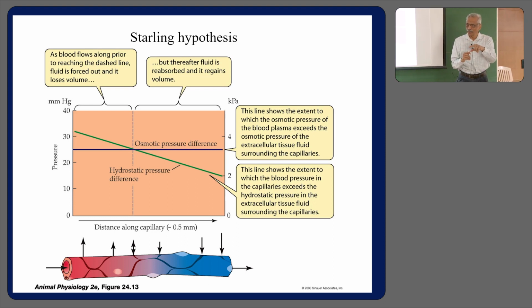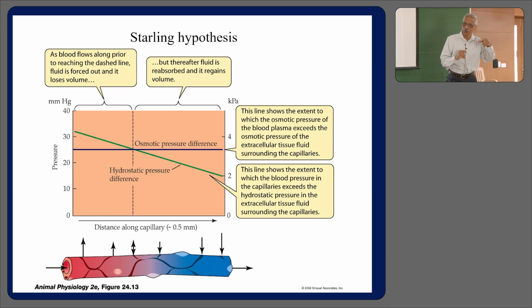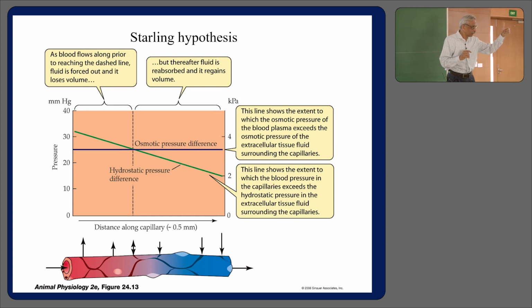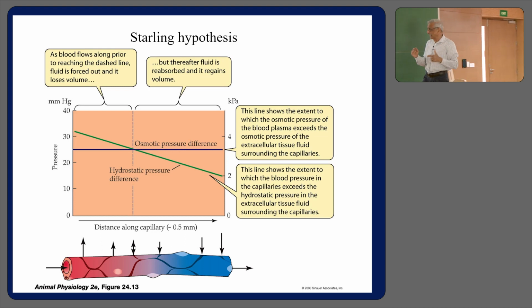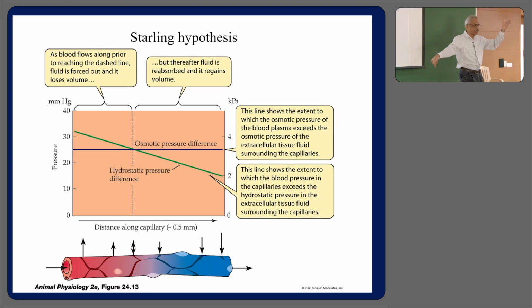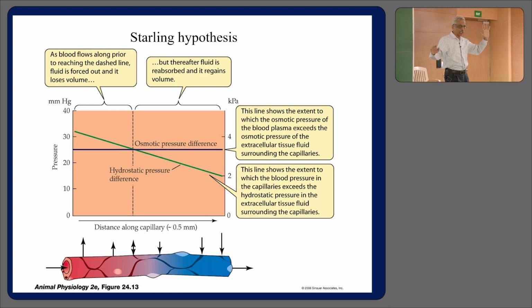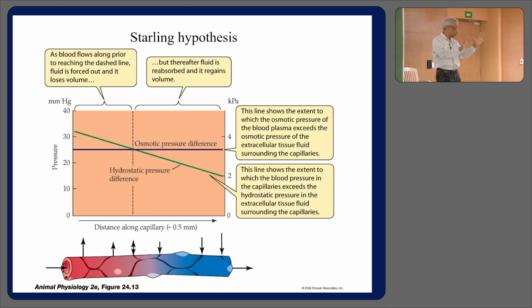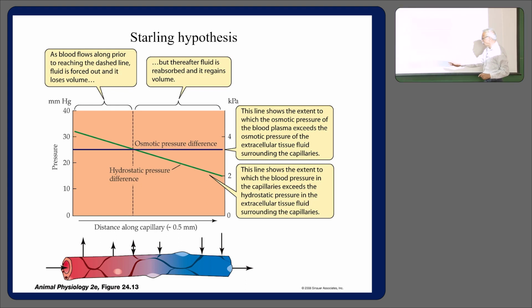Less water and more large proteins, which means more osmolality. Are you with me? Now, as I go from here to here, the osmolality is increasing and the blood pressure is decreasing. So I am getting exactly the opposite picture from the first half of the capillary versus the second half of the capillary. More blood pressure, less osmotic pressure; more osmotic pressure, less blood pressure. As a result of that, a large amount of fluid which is going out here is getting in there.